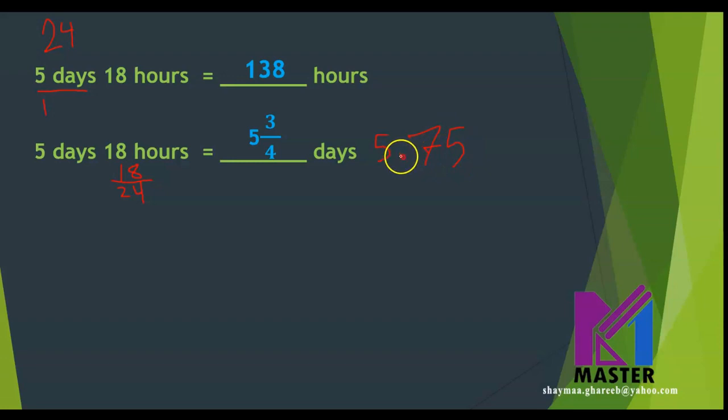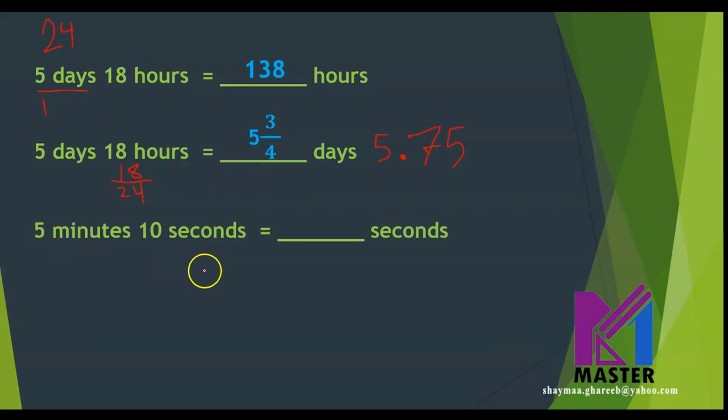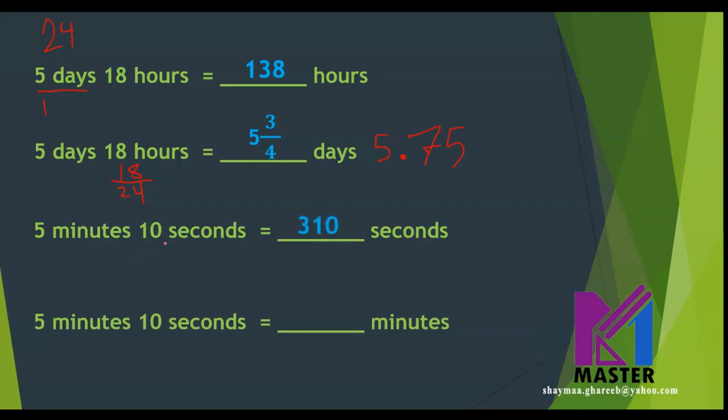3/4 is written as 0.75, so it will be 5.75 or 5 3/4. Now I have minutes and seconds. In 5 minutes, 10 seconds, here I will multiply by 60. 5 times 60 equals 300, plus 10, it will be 310 seconds. If I want to write it in minutes, so it will be a decimal number of minutes or a mixed number of minutes.